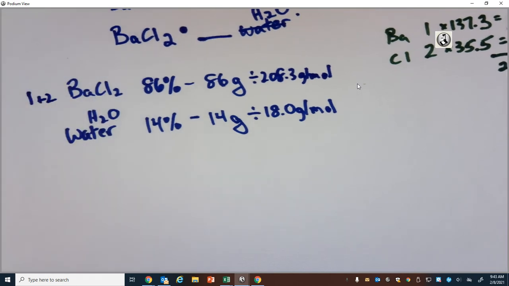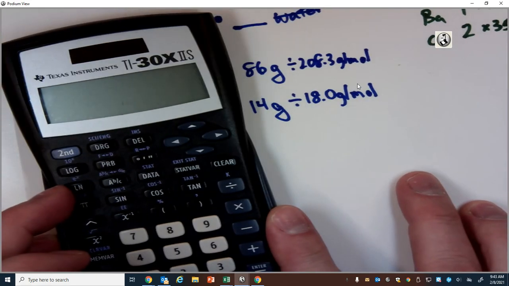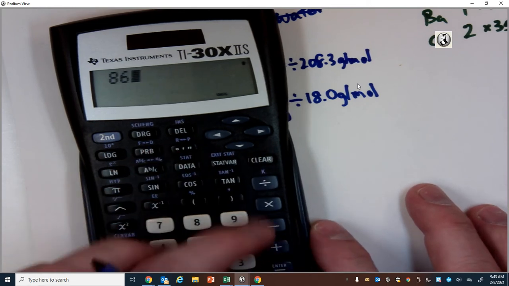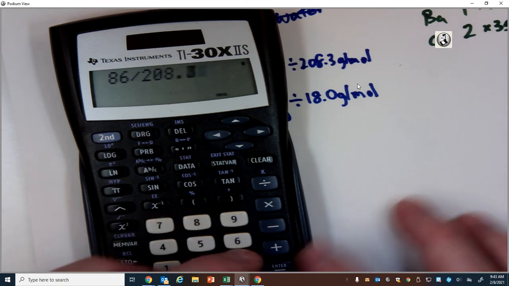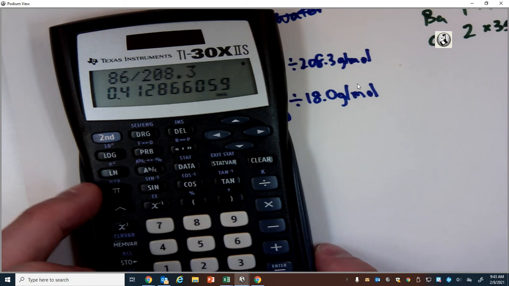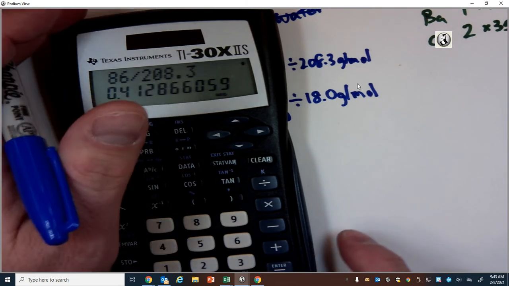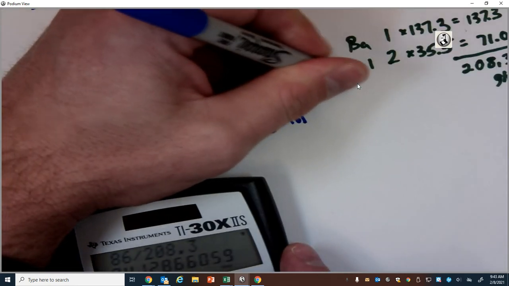All right, so now I'm just going to do the math on the calculator. Let's see if this calculator screen will show up on here for you. So we're going to take 86 divided by 208.3. That's going to give us that number. So I'm just going to round that to 3 digits. So after the 2, I look at the next number, it's an 8. So that's going to be 0.413. So this is going to be 0.413 moles.